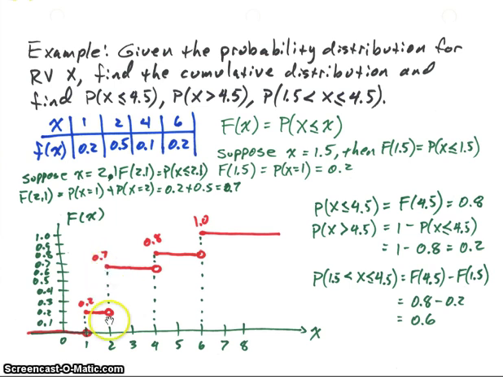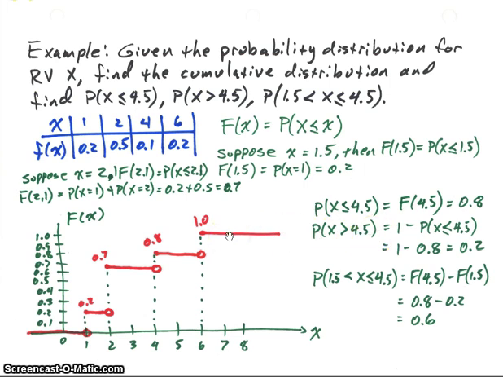to get us to 0.7 at that 2. Now it'll stay at 0.7 until we get to 4, which is the next value, and it'll jump up by whatever this value is at 4, which is 0.1. So it'll go from 0.7 to 0.8. It'll stay at 0.8 until we get to the next value, which is 6, and it'll jump up by 0.2, and that value will give us 1. Now from this point on all the way to infinity, it'll be equal to 1.